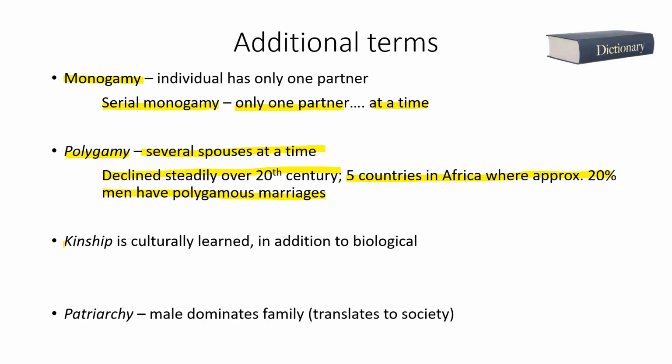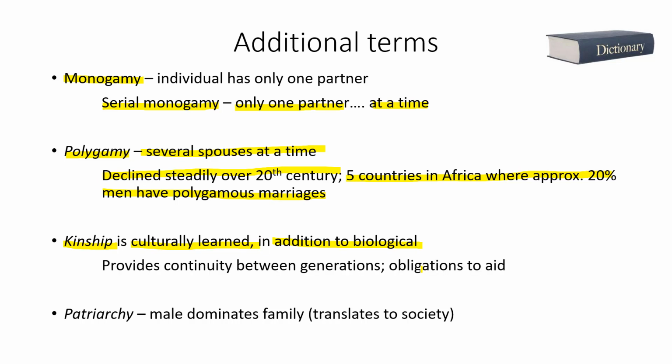Kinship is a term, part of what bound humanity together for several million years while we were becoming human. It's a culturally learned process of who our kinfolk are, in addition to being biological. We have kin by blood and kin by marriage. It also provides continuity between generations and certain obligations in aiding people who are members of your family, part of your kin.